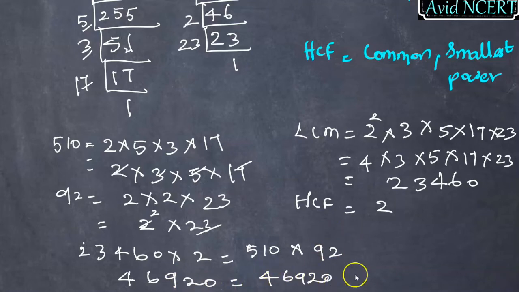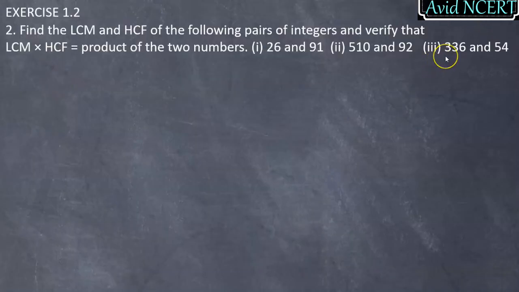We have verified it. Okay, now let's start with this sum, 336 and 54. So we will find the LCM and HCF first. So for 336, it's ending with 6, so it is divisible by 2. 2 1 times is 2, remaining is 3, so 2 6 times is 12 and the remaining will be 1 for 13 and 2 8 times is 16.